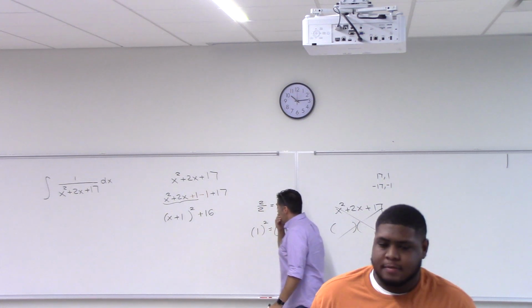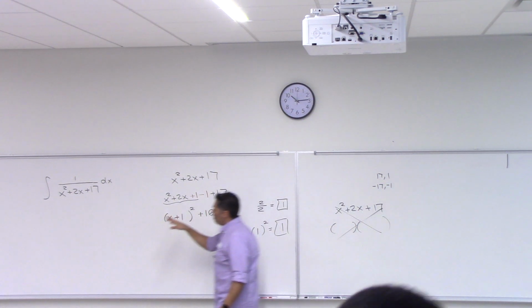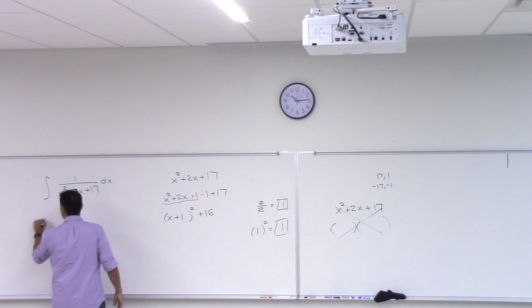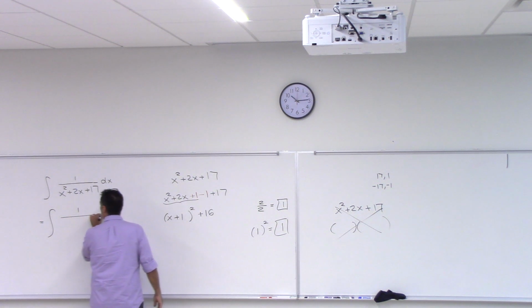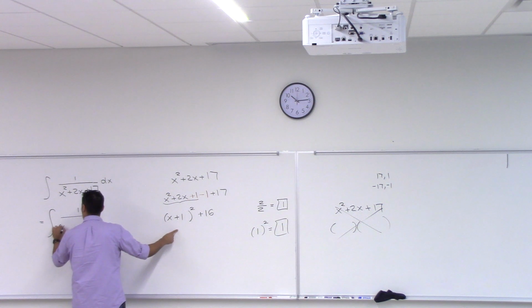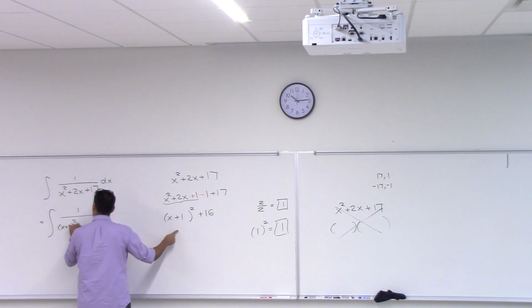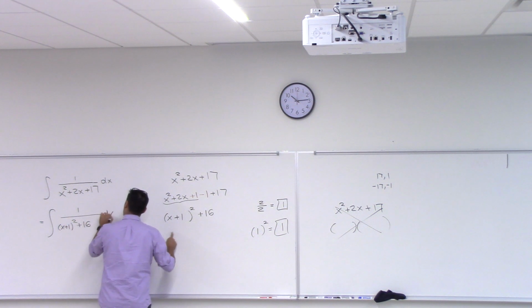Okay, so we've completed the square. We're going to come back over here. We're going to rewrite the integral: 1 over, and this is going to be x plus 1 squared plus 16, dx.